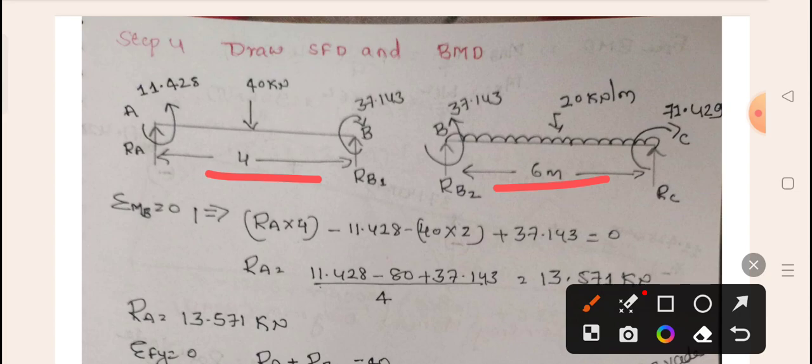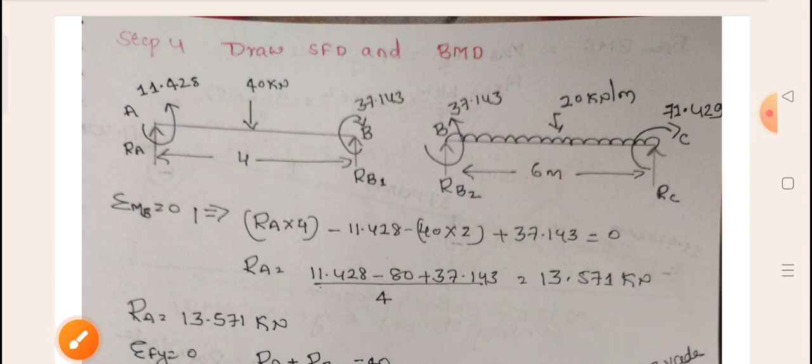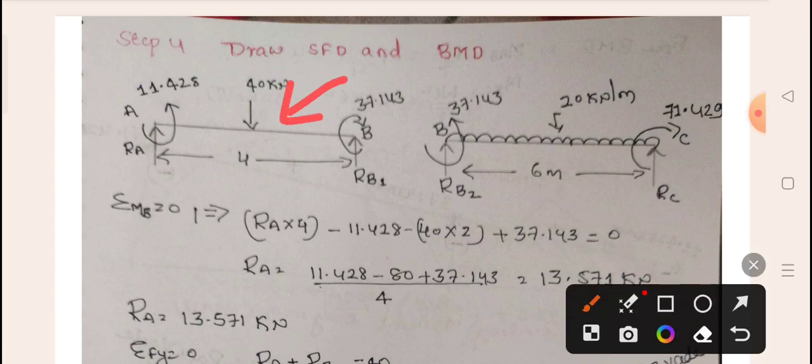In order to draw the SFD and BMD, for the first beam, I have applied the condition of equilibrium. So I have taken moment about B equal to 0. Already you know this one. How do we take the moment about B equal to 0? Moment about B equal to 0 means force RA into the span, 4 meter. RA into 4.